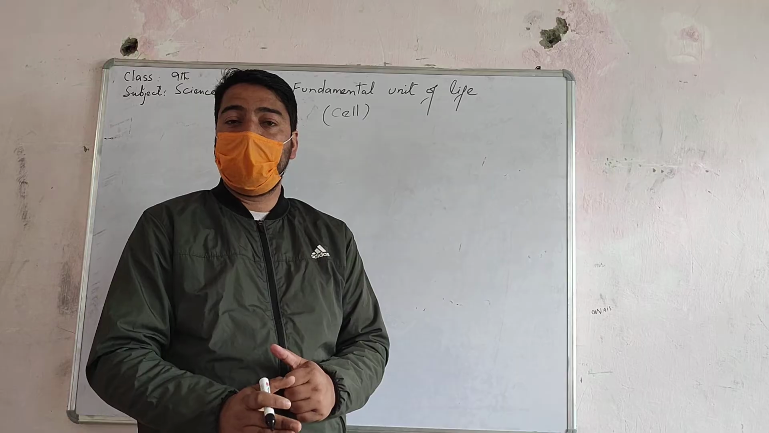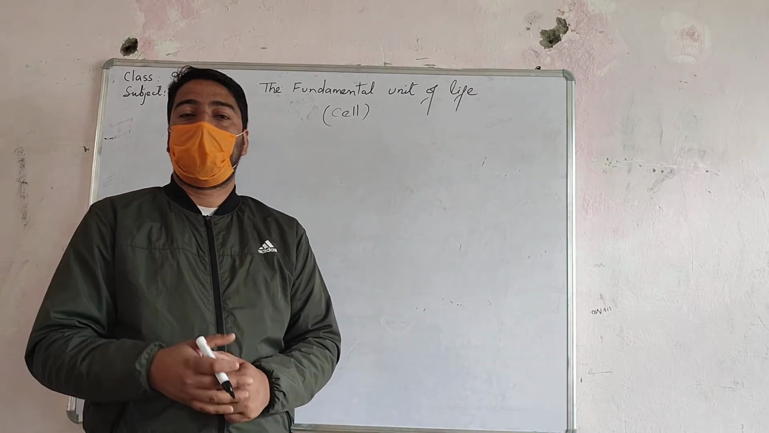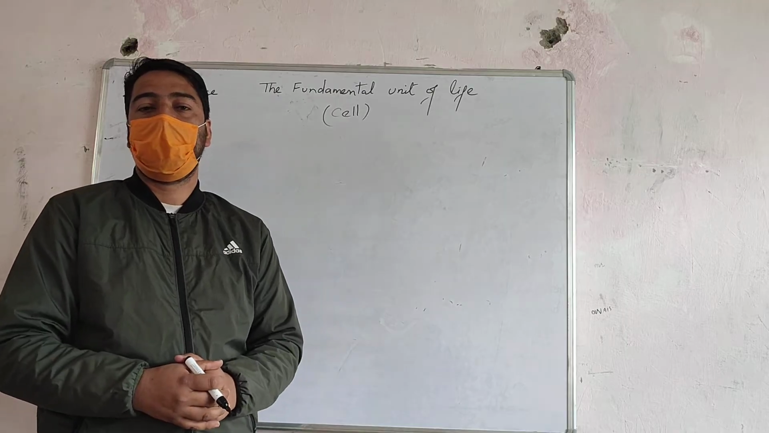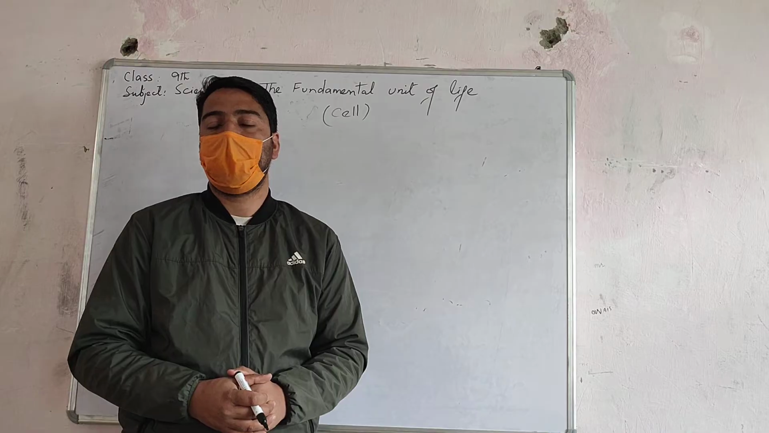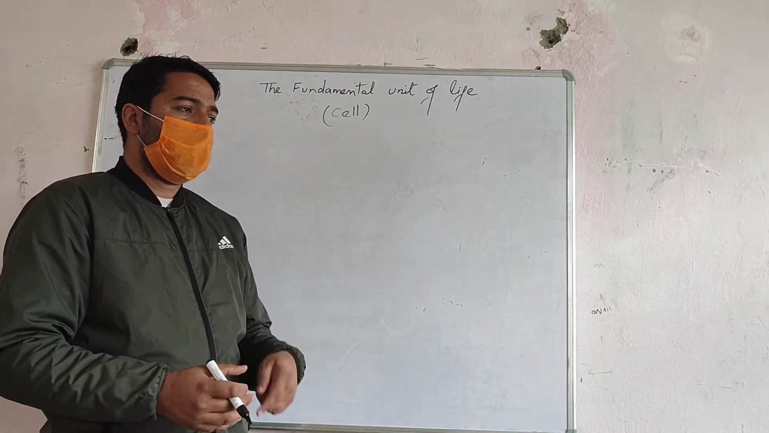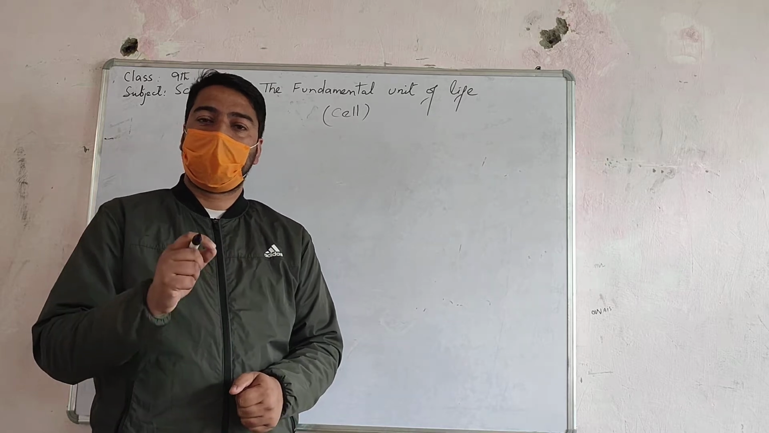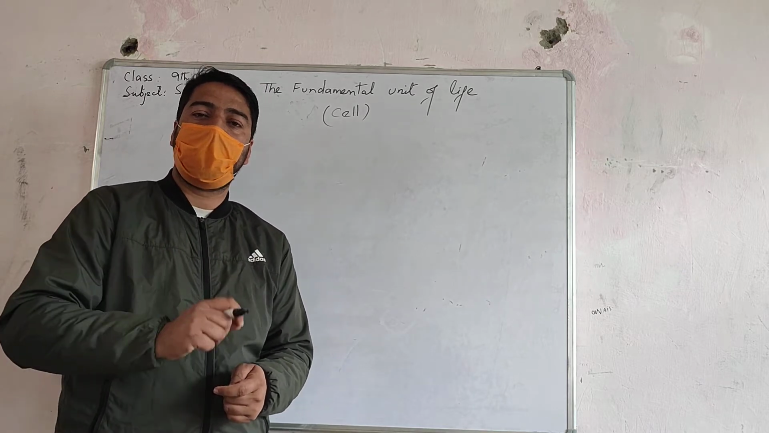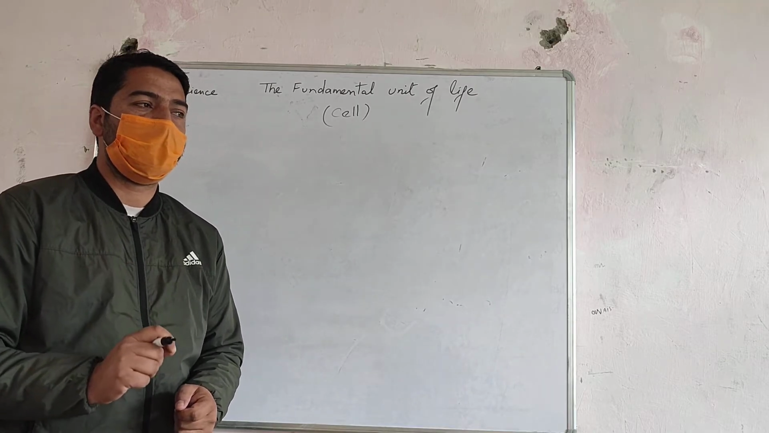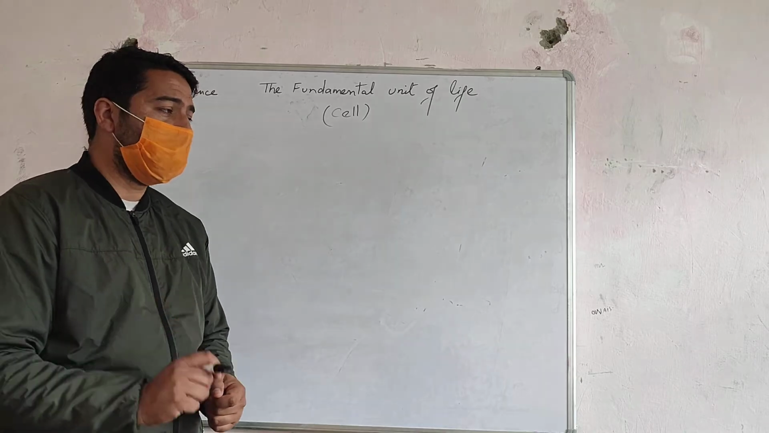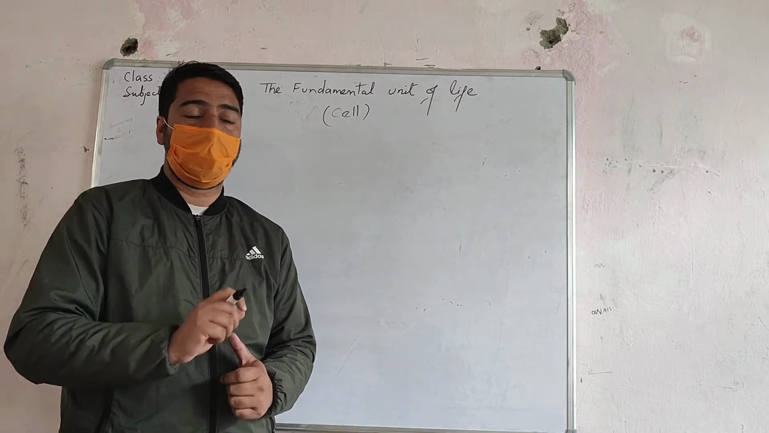If a living organism fails to carry out these life processes or life functions, that organism cannot be called alive. So, to carry out these functions, the cell is very important. The cell is the fundamental unit which carries out all the basic functions of an organism. That's why the cell is called the basic functional unit of an organism.